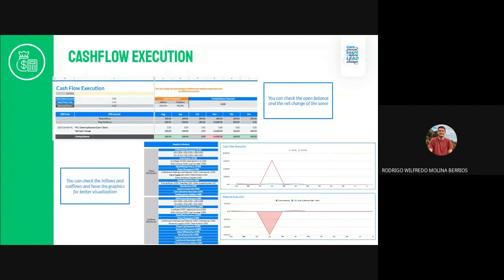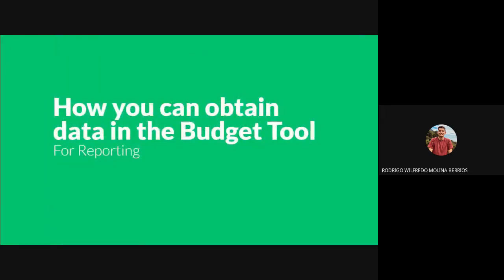You can check the open balance of your cash flow and the net change of the same. And you also have some tables of the inflows and outflows that you have. You will have the graphics so you can visualize it better. And how can you obtain the data in the budget tool for reporting?